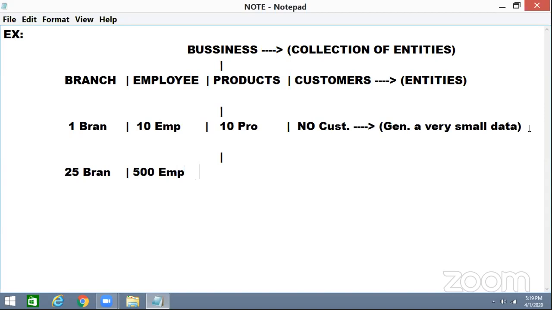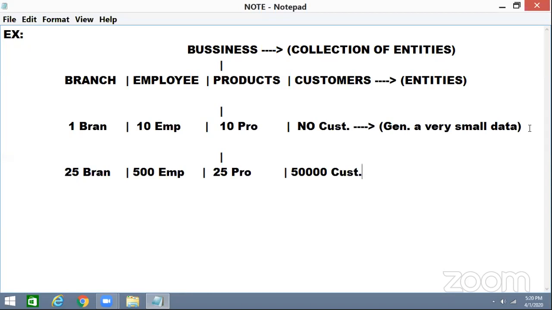The next one: after 5 years, I introduced 25 products. And assume that after 5 years there are 50,000 customers in my business. How many customers are there? 50,000 customers.